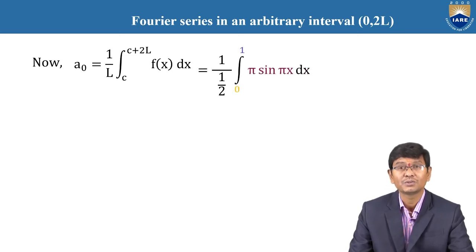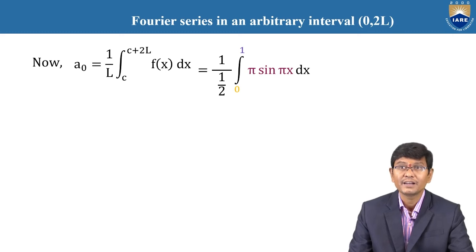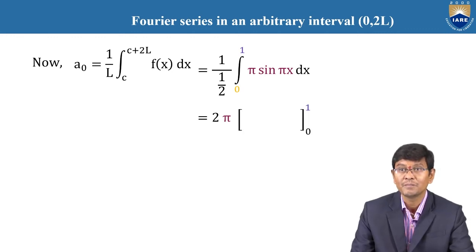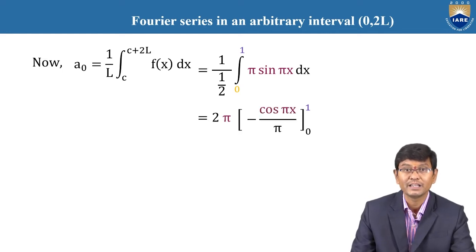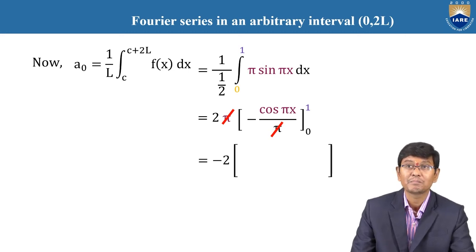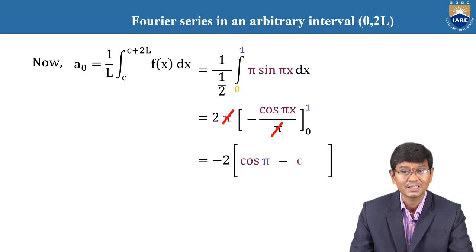Therefore, by using l is equal to 1 by 2, it is 1 by 1 by 2 into integration 0 to 1 of the function pi into sin pi x into dx. Here 1 by 1 by 2 is nothing but 2, and pi is taken out as a common constant. The integration from 0 to 1 of sin pi x, the integration of sin pi x is minus cos pi x by pi. Now we replace the upper limit x is equal to 1 and the lower limit x is equal to 0. Therefore pi and pi are both cancelled. After replacing the upper and lower limits, there is a minus 2 into cos pi minus cos 0 as the value.